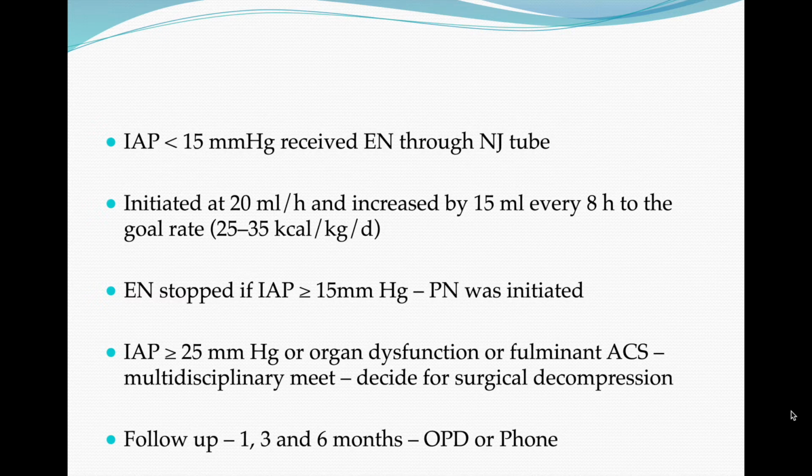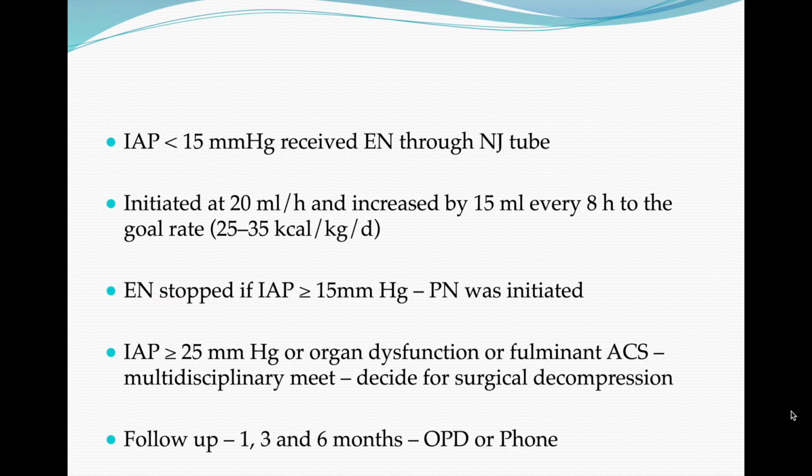If IAP was more than 25 mmHg, or organ dysfunction, or fulminant abdominal compartment syndrome, if any event such as this occurred, then there was a multidisciplinary meet between the surgery team, gastro team, and pancreatic team, and they decided whether to go for surgical decompression or go for conservative maneuvers. And follow-up of these patients was done at 1 month, 3 months, and 6 months, either through OPD or by phone.